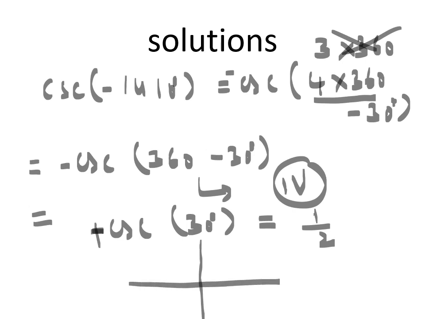The main thing you have to understand here: first quadrant, all positive. Second quadrant, only sine and cosecant. Third quadrant, tan and cot. Fourth quadrant, cos and secant. This is how you get the sign. You have to follow this rule.